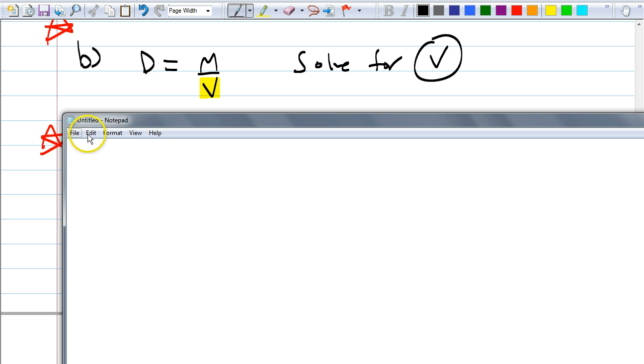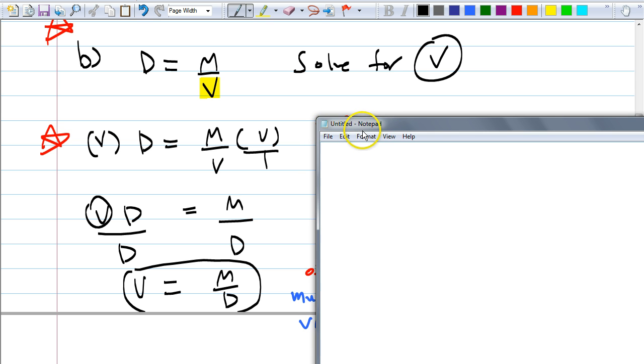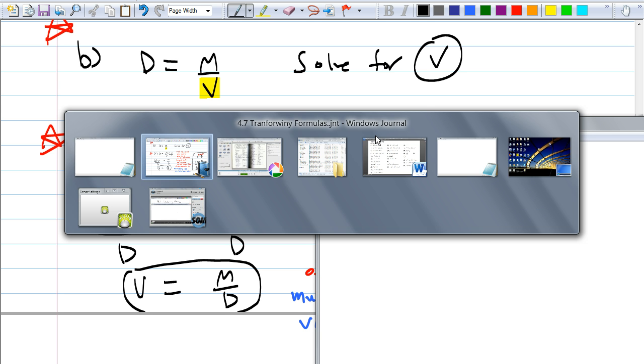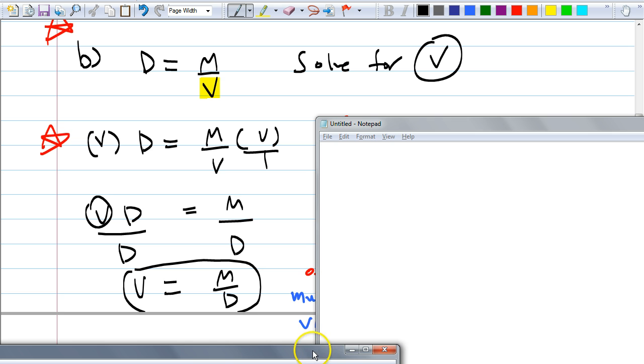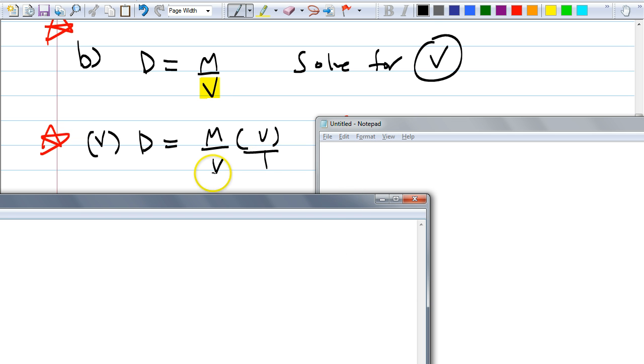Look what happens if I do that. Here we had this. When you multiply both sides by v, what happens to v? On the right side, it cancels out. That's okay. What happens on the left side? v is on the numerator now.